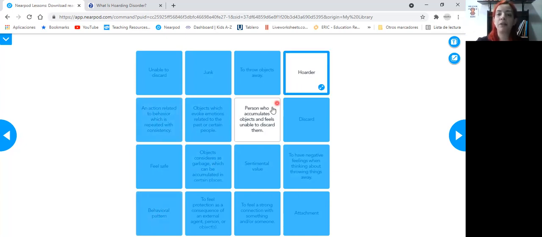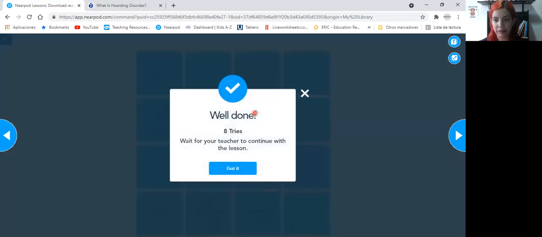Person who accumulates objects and feels unable to discard them. Okay, what do you think is this? Excellent assumption, Gonzalo. It is a behavioral pattern. Okay, so every vocabulary in this activity is connected.